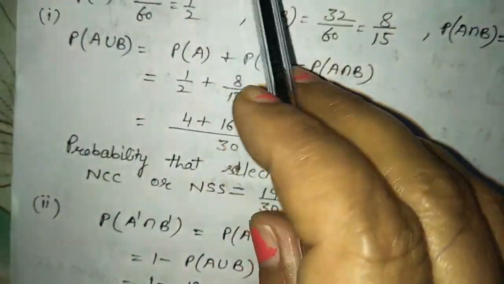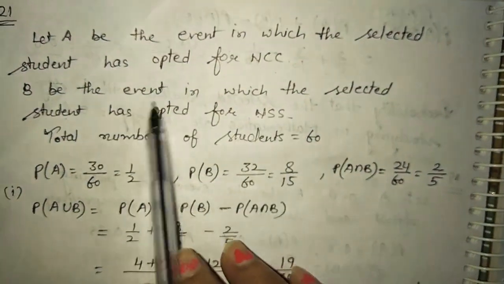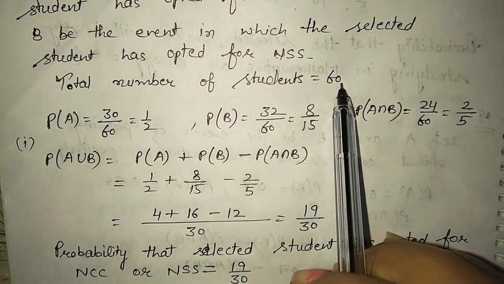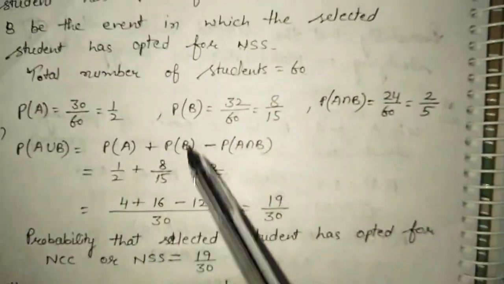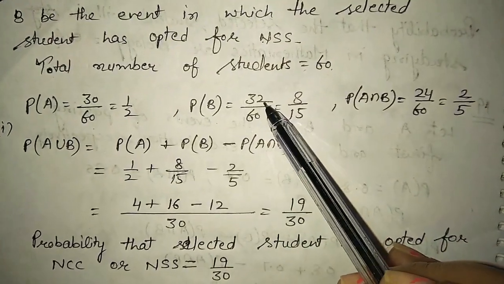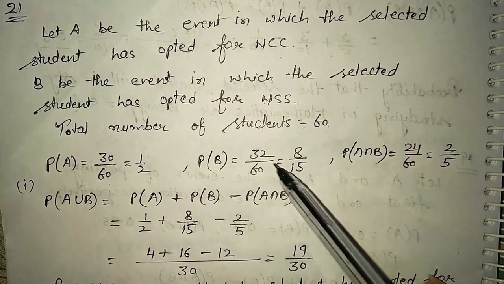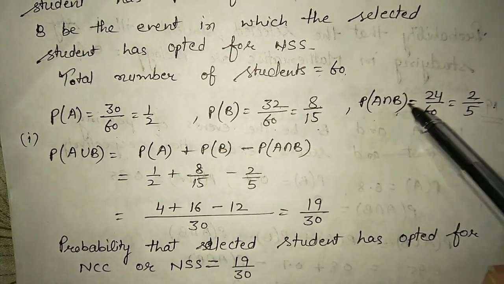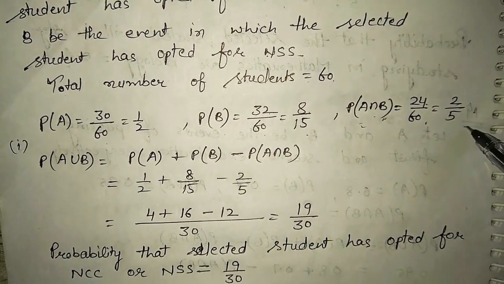So let A be the event in which the selected student has opted for NCC. B be the event in which the selected student opted for NSS. Total number of students is 60. Then what is P(A) here? 30 upon 60. That is 1 by 2. What is P(B)? Probability of a student who opted NSS. That is 32 upon 60, 8 upon 15. P(A intersection B) means both. So 24 upon 60. This is 2 by 5.